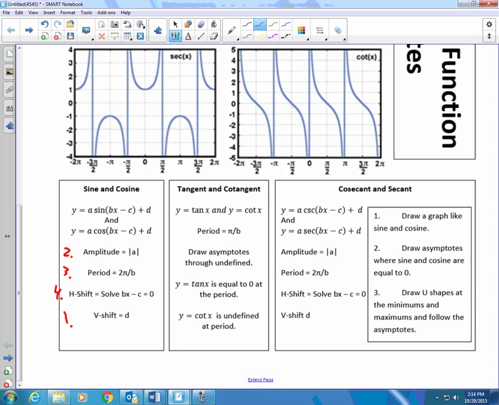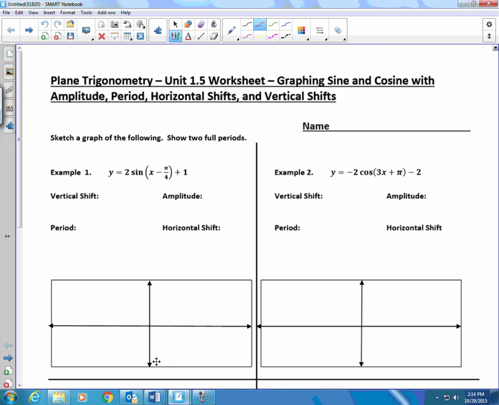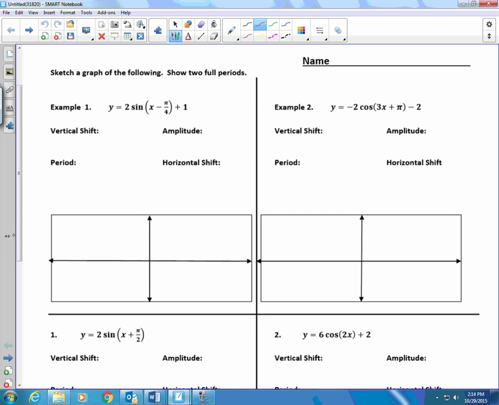So, as I look at the worksheet that I made for you today, we will do 2 examples together, and then you will have time to work on your own. Let's first identify the vertical shift. What is the vertical shift? 1. And the amplitude? 2.